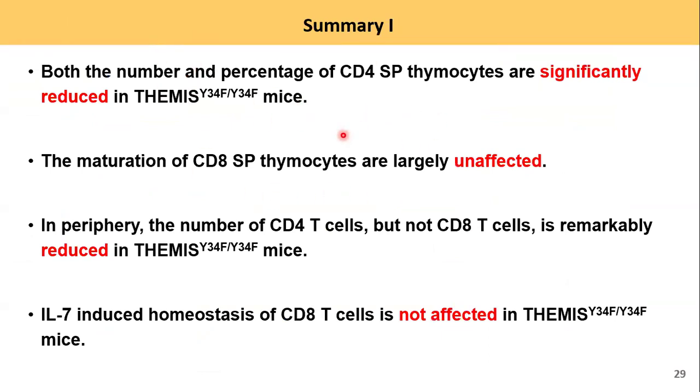Due to time limits, I just summarize the major phenotype on these slides and move to the mechanistic studies. First, the phosphorylation-deficient mice show a significantly reduced number of CD4 single positive thymocytes in these knock-in mice, and the CD8 single positive thymocytes are largely unaffected. In the periphery, the number of CD4 T cells, but not CD8 T cells, is remarkably reduced in CMIS knock-in mice. Also, the IL-7 induced homeostasis of CD8 T cells is not affected in the knock-in mice.